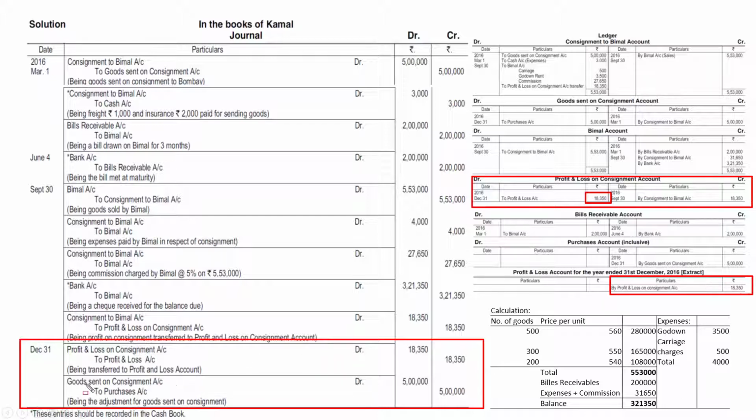Another journal is the adjustment for goods sent on consignment, that is to adjust the inventory. So to adjust our inventory record, we will journalize this transaction: goods sent on consignment 5 lakh, here we will post it to the goods sent on consignment account, and the purchase account will also be credited. So purchase account will also be credited here for goods sent on consignment.